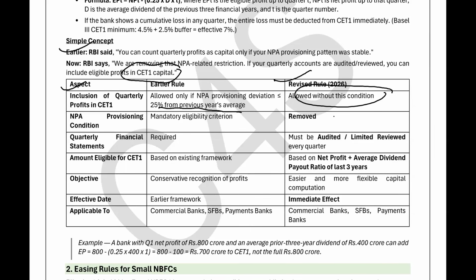ठीक है? Quarterly financial statement क्या था? It was being required, but now it must be audited, limited, or reviewed every quarter. ठीक है? It is not only required, it is audited, limited, reviewed now. Amount eligible for CET1 is based on the existing framework: net profit plus average dividend payout ratio of the last 3 years. What is the objective? It is conservative recognition of profit, easier and more flexible capital computation. Effective date क्या है? Earlier framework, it is now immediate effect. Applicable to commercial banks, small finance banks, and अभी भी वही है. Is it clear? I'm not going to teach you in detail, but मैंने जितनी चीजें समझाई, it is relevant for your understanding. ठीक है?